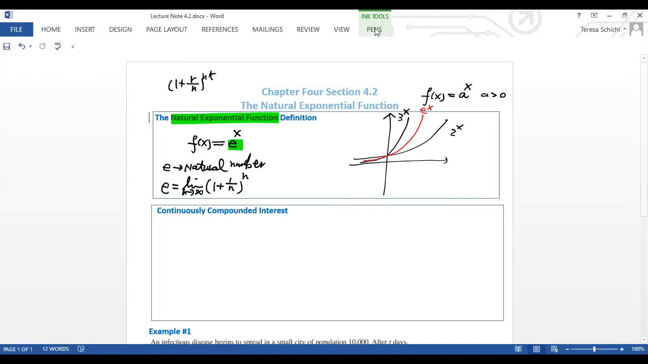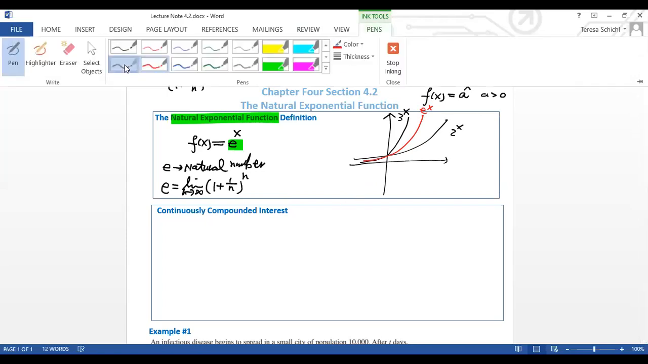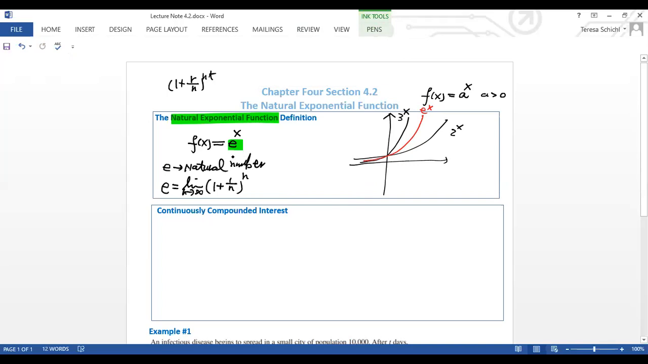Okay, so this is the natural number. If you put it into the calculator, it will be 2.7128 or something like that.